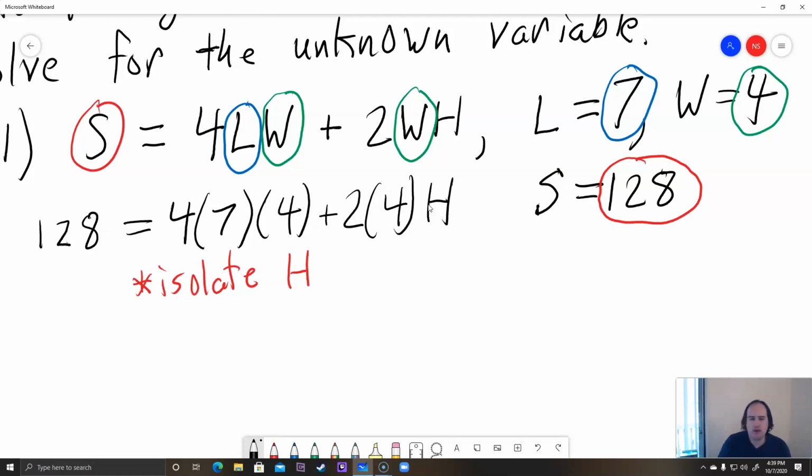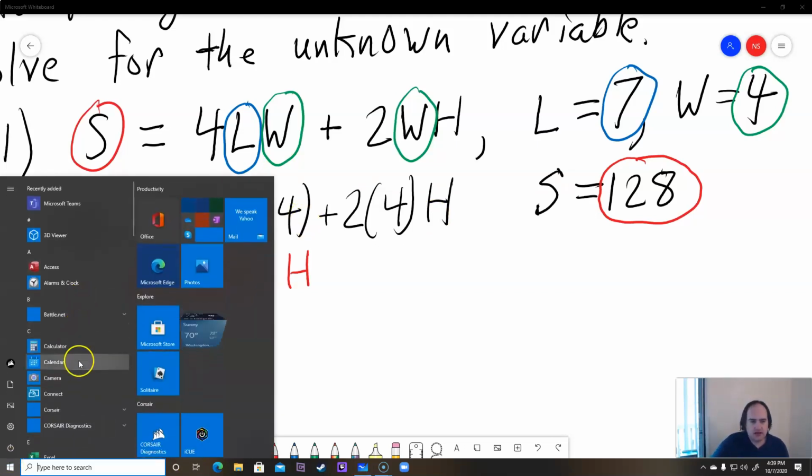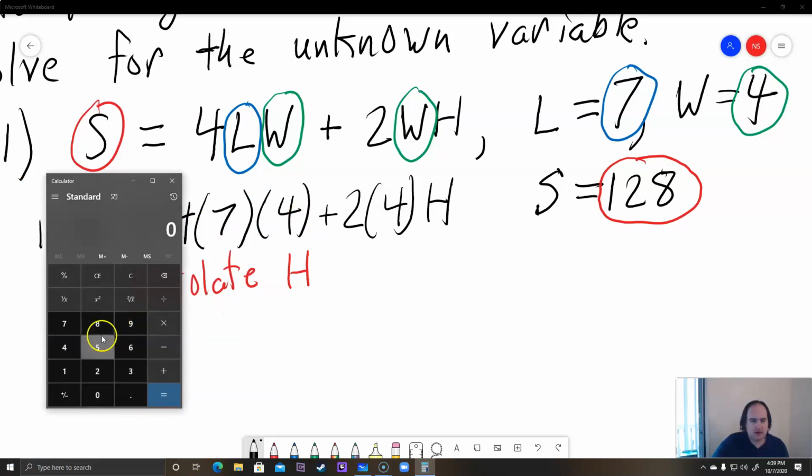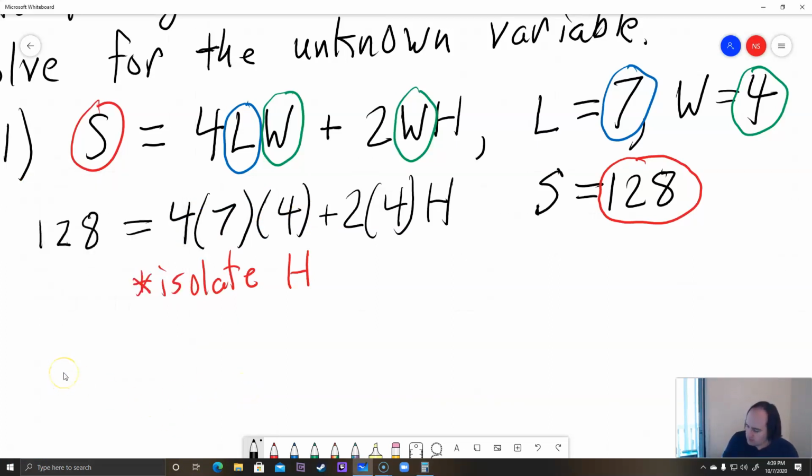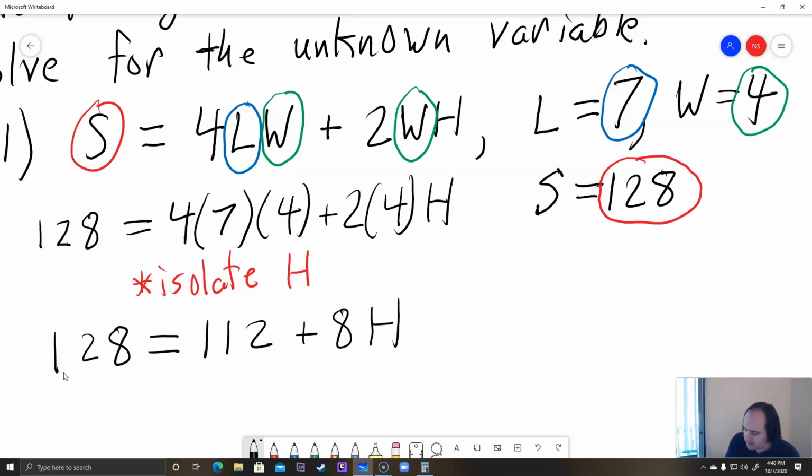So let's start with 4 times 7 is 28. And then what's 28 times 4? If you can't do it in your head, you can always use whatever calculator you use. So 4 times 7 is 28, and 28 times 4 is 112. So we've got 112 plus 2 times 4 is 8h on the right side. And on the left side, we have 128.